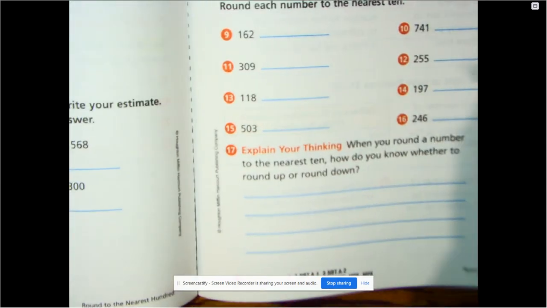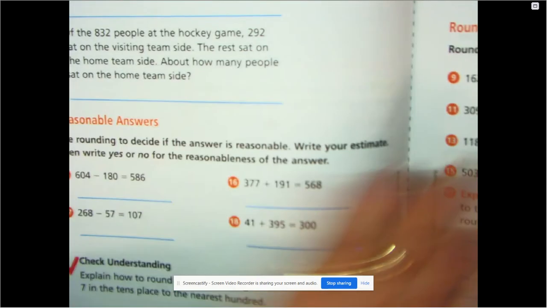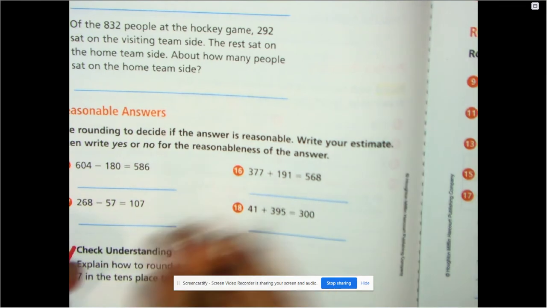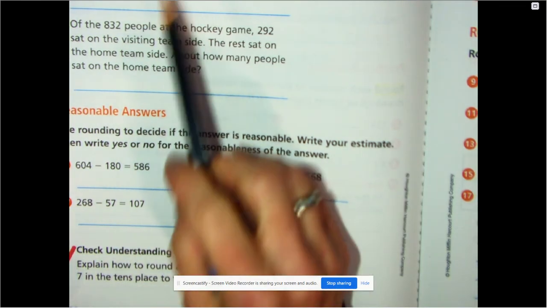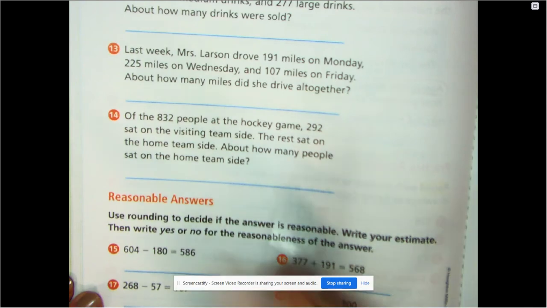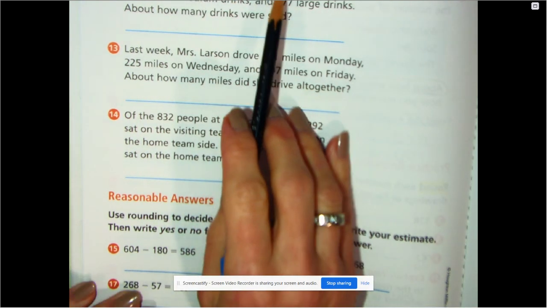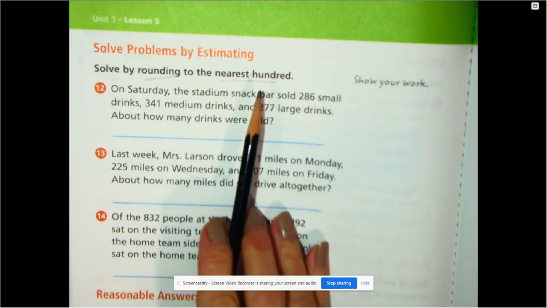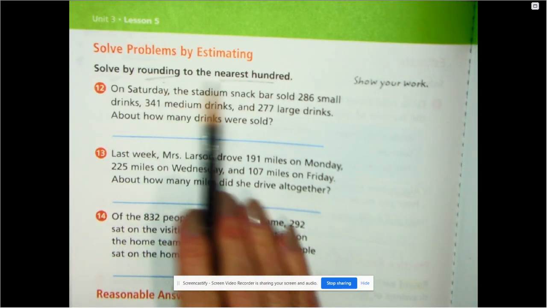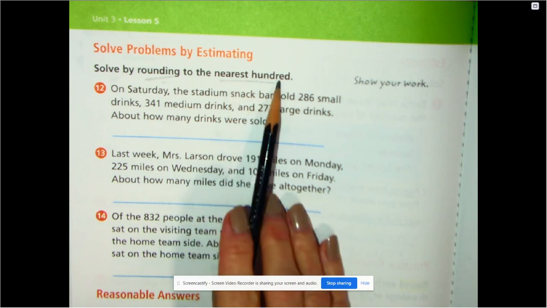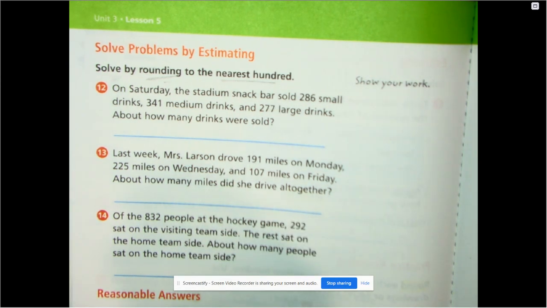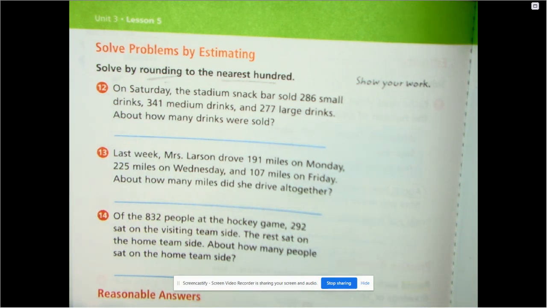On the next page, it's got a lot of problems about estimating. Okay, so remember, when you see in those directions, rounding and estimating, you want to be paying attention to what it's telling you to round to, right? Solve by rounding to the nearest 100. So we're going to take some of those numbers, round them to the nearest 100, like we did on the last page. Okay, so we're going to work a little bit on that tomorrow before we start rounding to the nearest 10.